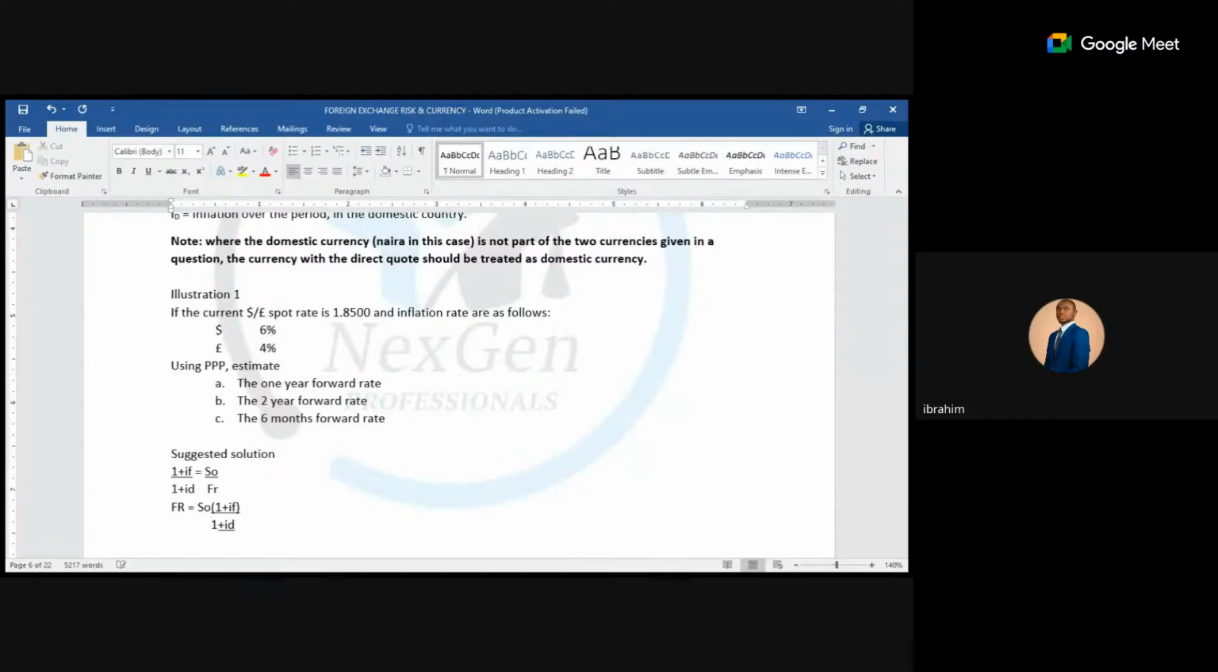Can you see? Although this is just for 1 year, of course, when we get to 2 years, we will see how we raise it to a power. But this cross multiplication is not correct, though. Exactly. ID is supposed to be up, then the IF will be down.